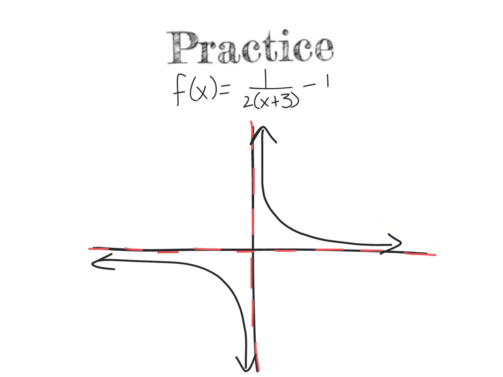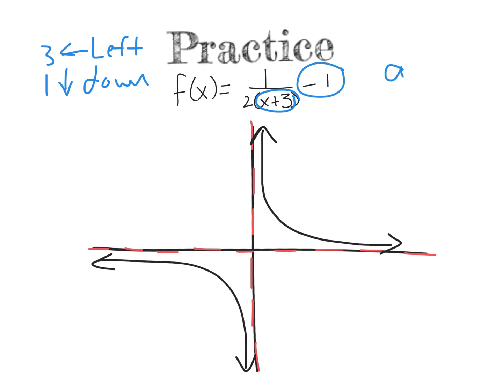In this last example, let's do one more and we can call it a day. Okay, so here we have, let's identify the values that we're dealing with. So I know that it's going to be moving 3 units to the left because of this plus 3. It's always the opposite inside the parentheses. So plus 3 means 3 to the left. The minus 1 is 1 unit down for the horizontal asymptote. And then the A value. What's the A value here? The A value equals 1/2.